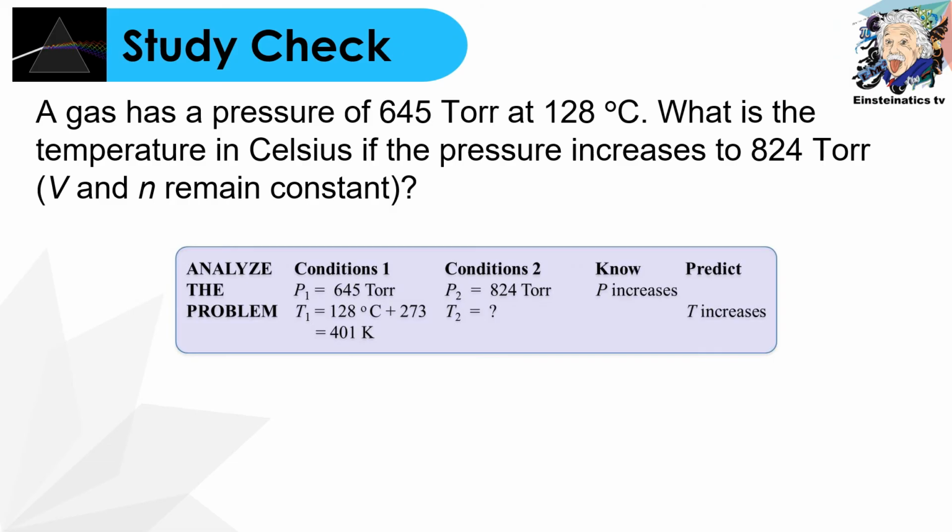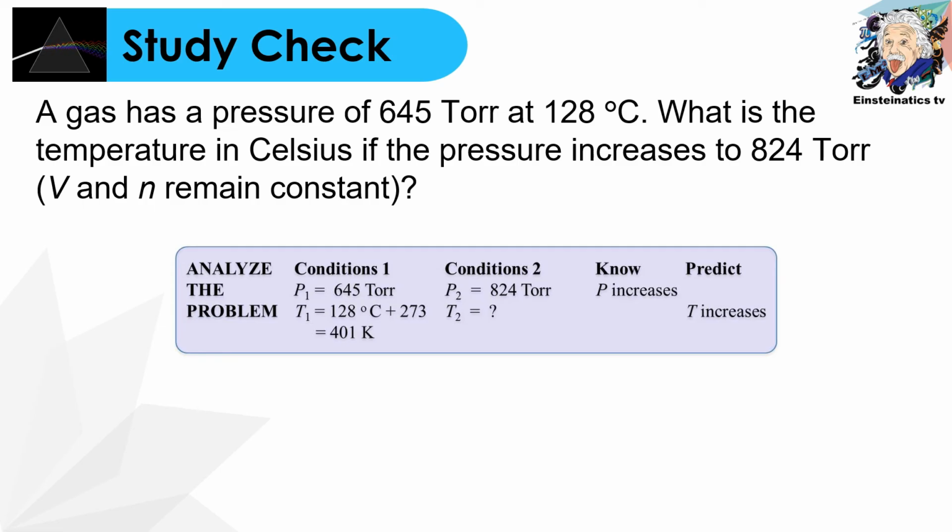Now let us check how much you have learned sa Gay-Lussac's law. A gas has a pressure of 645 torricelli at 128 degrees Celsius. What is the temperature in Celsius if the pressure increases to 824 torricelli? So use the given to calculate. You may pause the video while answering and press play to check kung tama yung sagot mo.